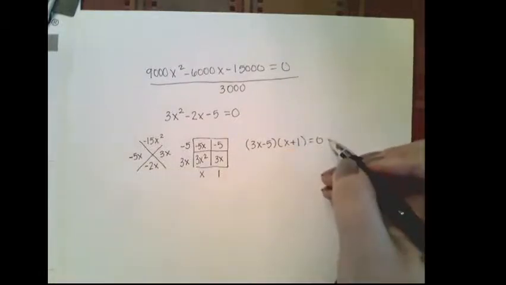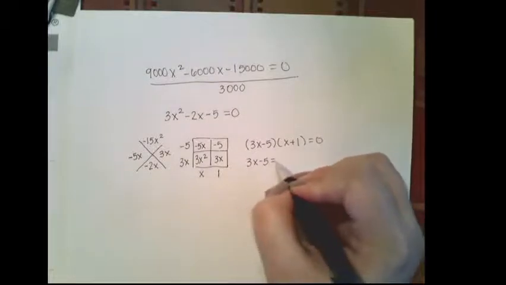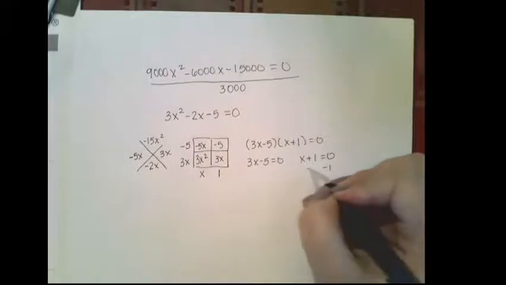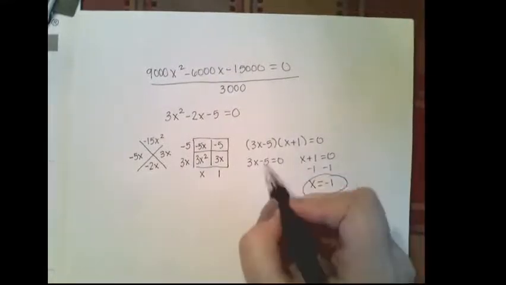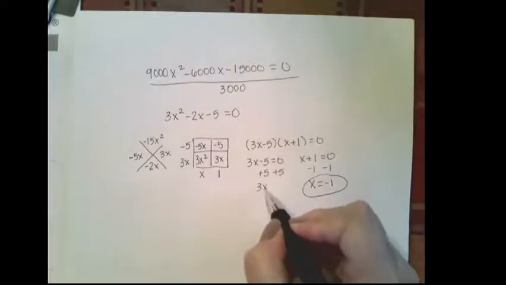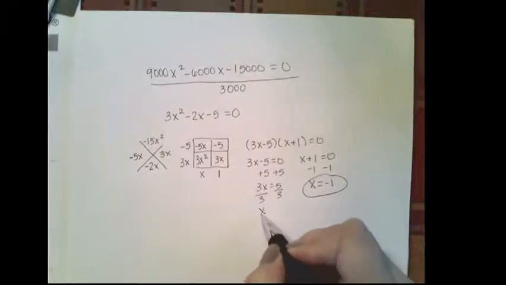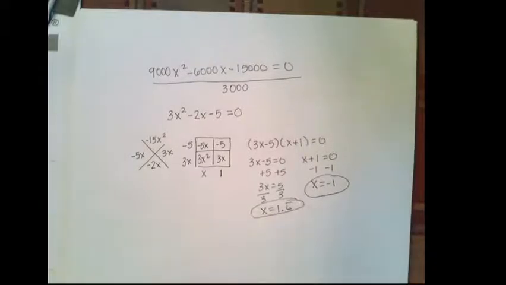Now we use our zero product property, set each of the products equal to 0. Solve for x. So there's one of our answers. Add 5 and divide. And there's our second answer.